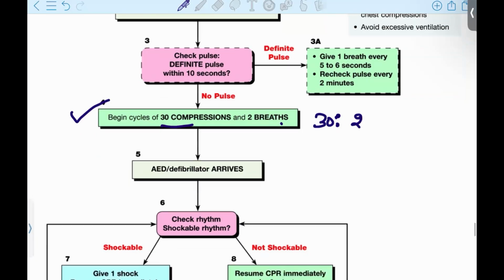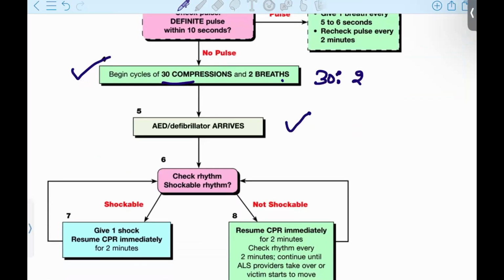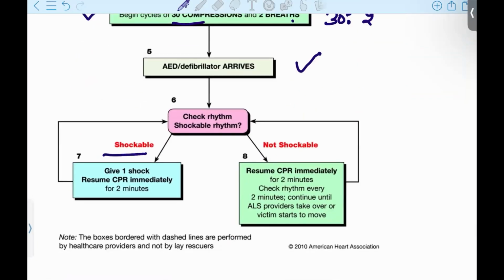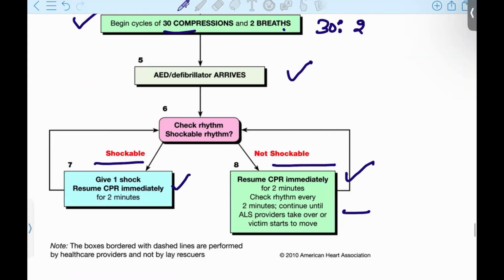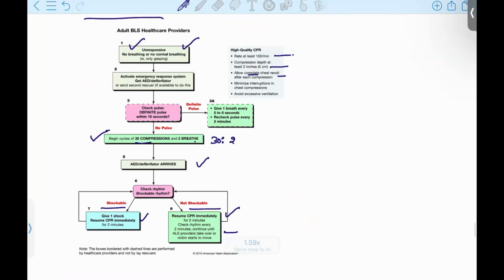And followed by, when you see the defibrillator, let's check whether the patient has a shockable rhythm or not. If it is not shockable, resume the CPR immediately and continue again. And if it is shockable, give one shock, then resume the CPR. Okay, this BLS is very important. At least you should know it, as one question can be asked in this exam.